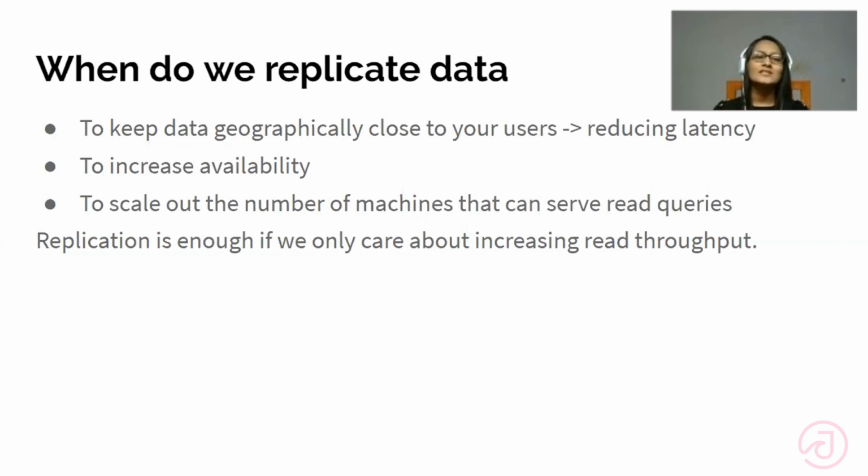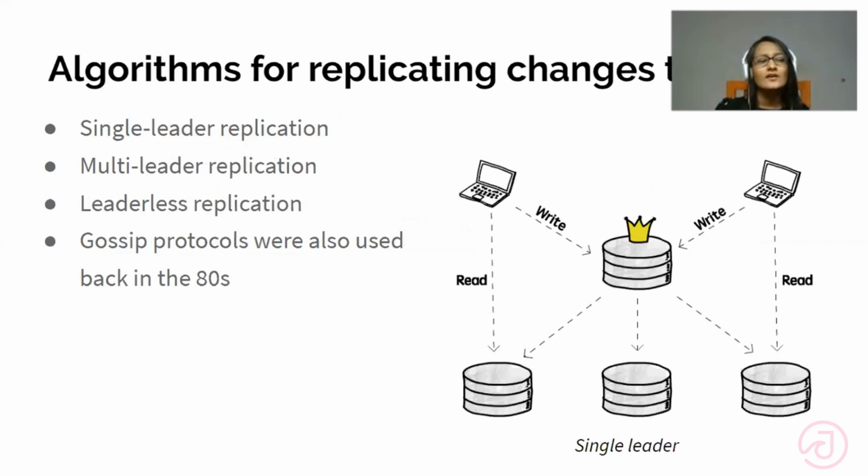So replication sounds easy, right? You just keep copying, you keep a copy of your data on multiple nodes. But all the difficulty lies in handling changes, or propagating changes to the copies. There are three popular algorithms for replicating changes to copies. One is single leader replication, and its diagram is shown here.